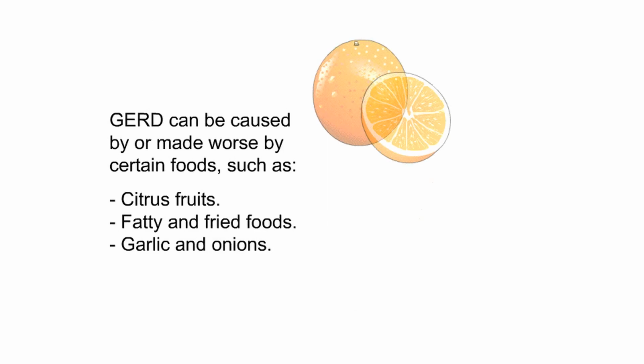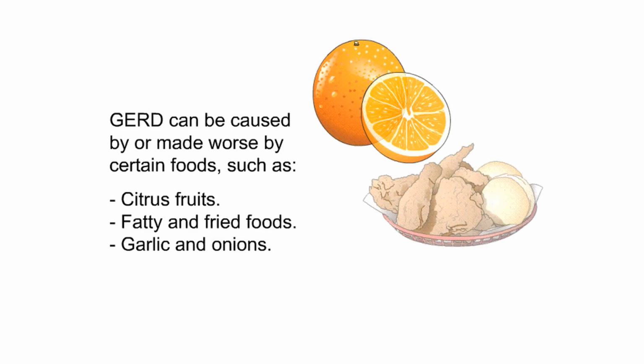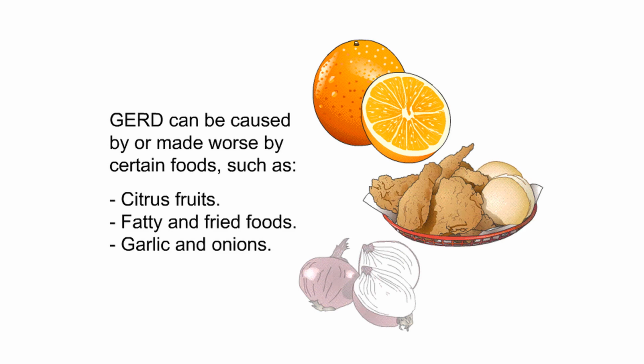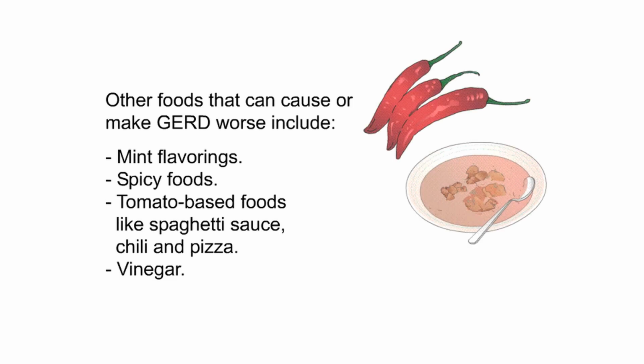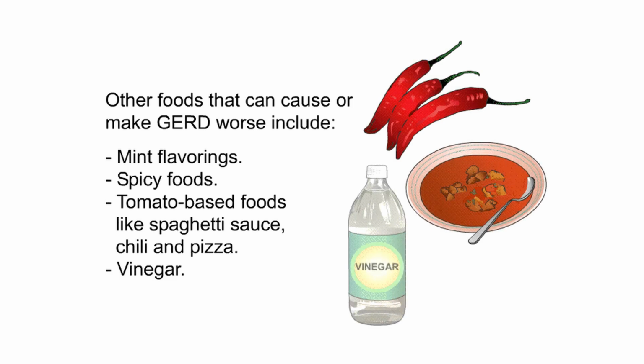GERD can be caused by or made worse by certain foods, such as citrus fruits, fatty and fried foods, garlic and onions. Other foods that can cause or make GERD worse include mint flavorings, spicy foods, tomato-based foods like spaghetti sauce, chili, and pizza, vinegar.